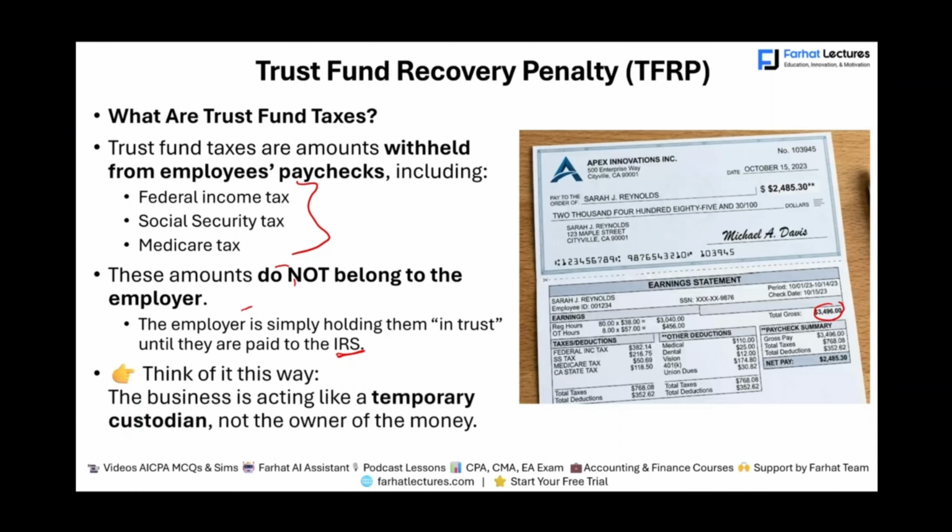Think of it this way. The employer is a temporary custodian, not the owner of the money. Therefore, if you don't send it, you will be subject to a penalty. And this is what we will discuss in this session, the trust fund recovery penalty. Let's go ahead and get started.